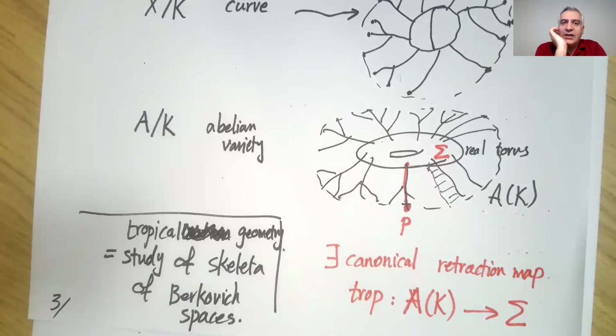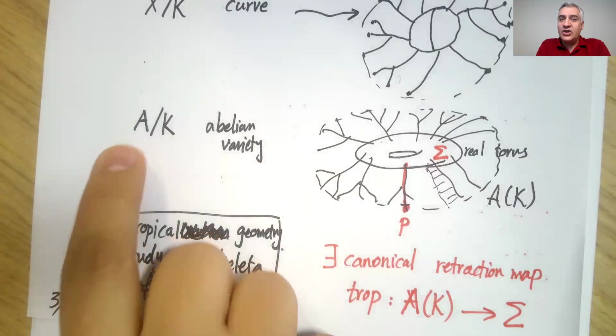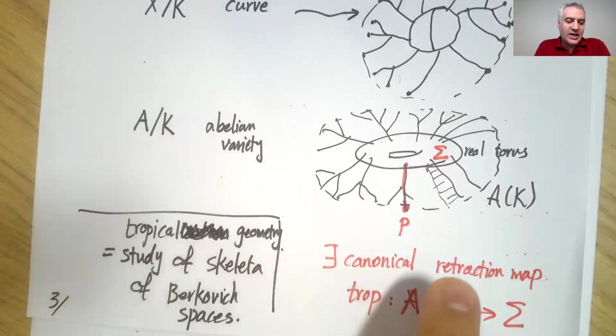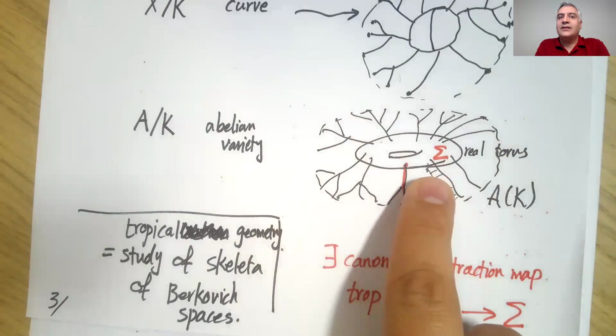So there exists a real torus. This is a theorem. There exists a real torus of dimension G prime, for abelian varieties of dimension G, such that G prime is less than or equal to G, and the entire Berkovich space deformation retracts to that.